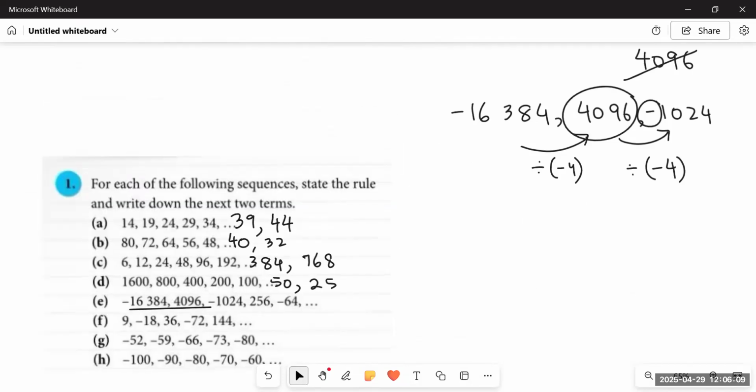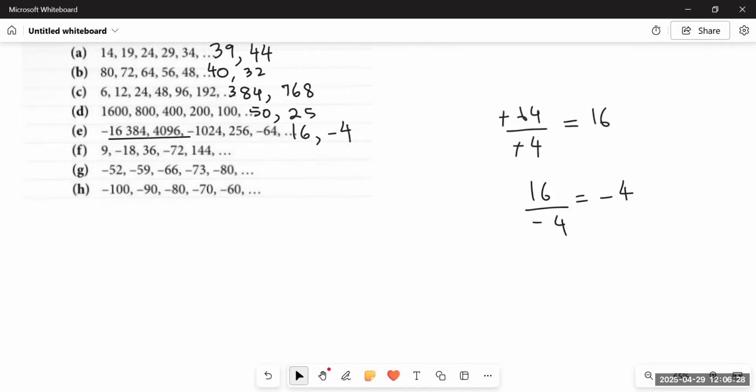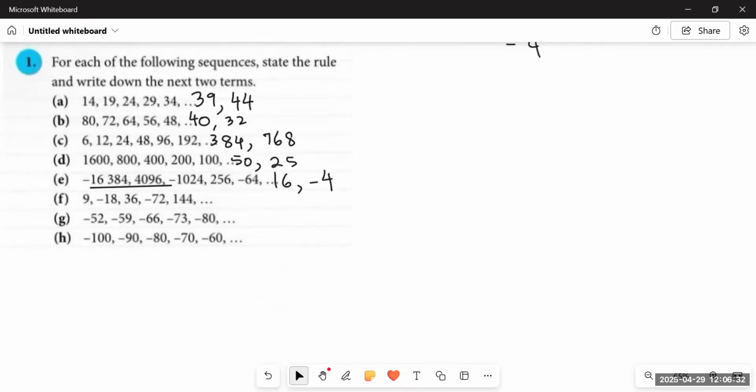Okay? Acha. So if I have -64 and I have to divide it by -4, the next term would be positive 16. And then when I divide 16 by -4, so plus minus minus, the next term would be -4. You see, students, you have to be very careful while writing the rule. So what would be the rule? Divide each term by -4.